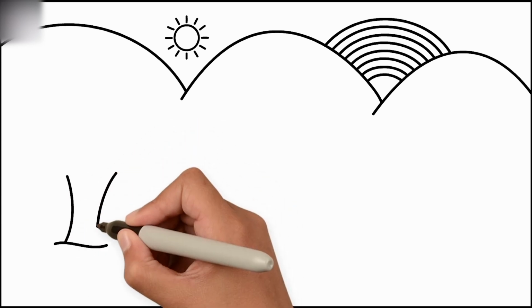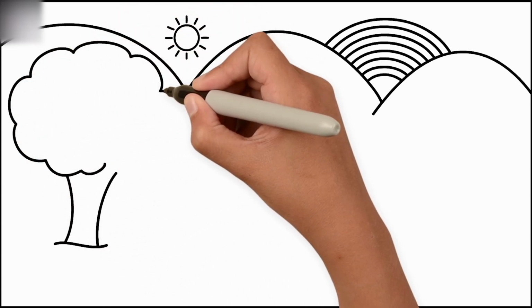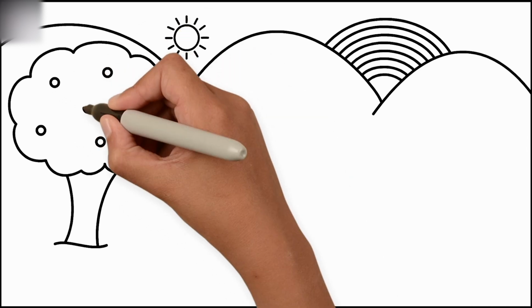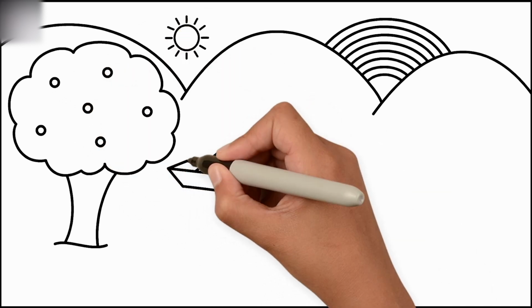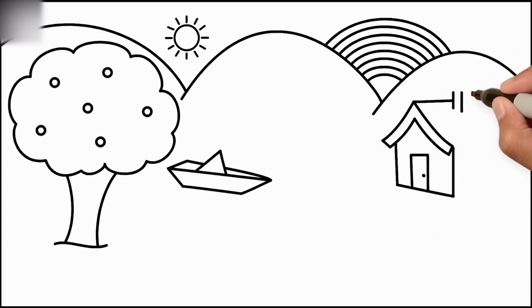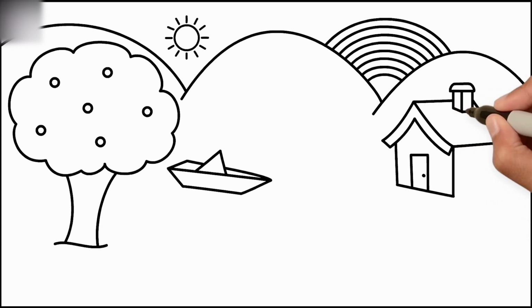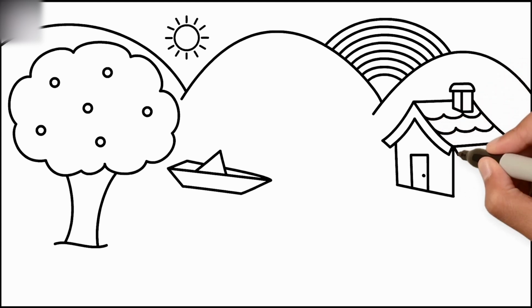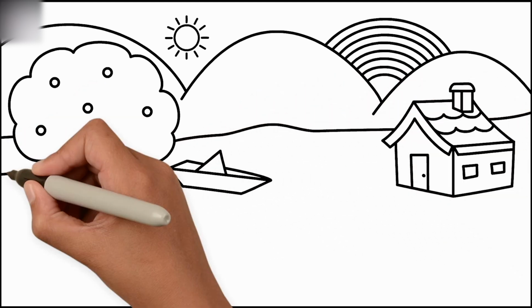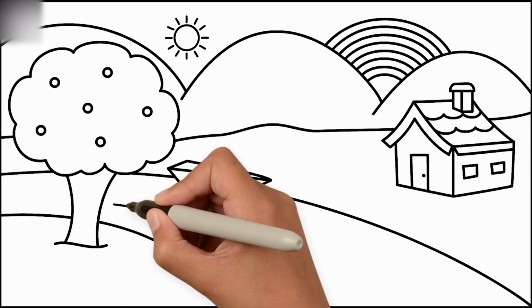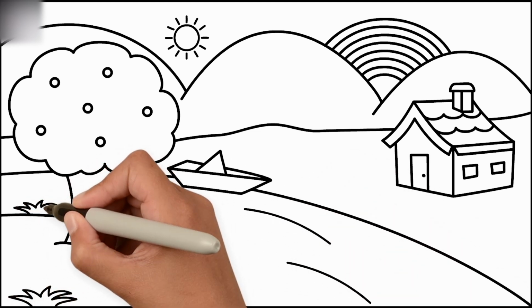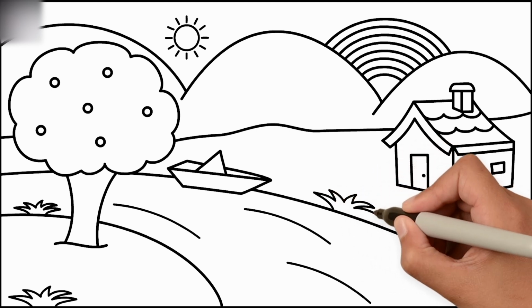Let's do a tree. How about some fruit in the tree? Just some little circles. A boat. And a house with a triangle roof, a rectangle door, a chimney, and some tiles. Some windows. Let's add in a river, some grass, and there you have it.